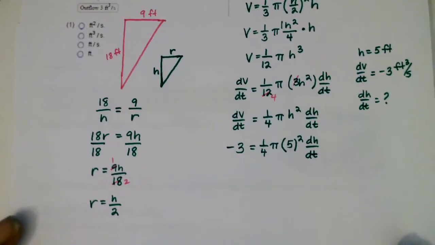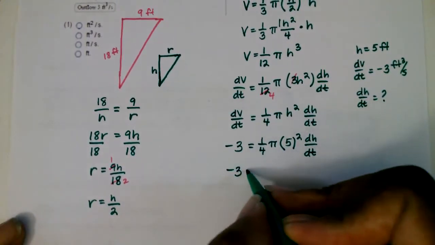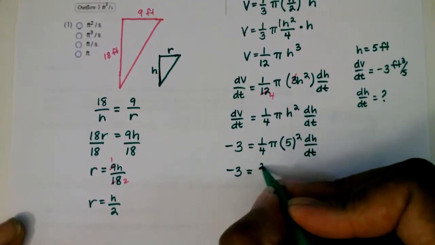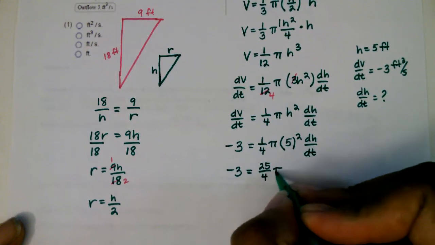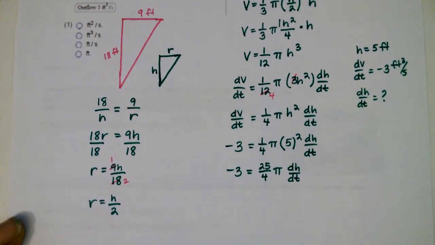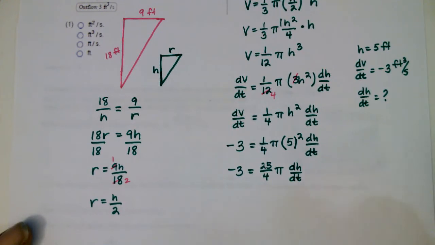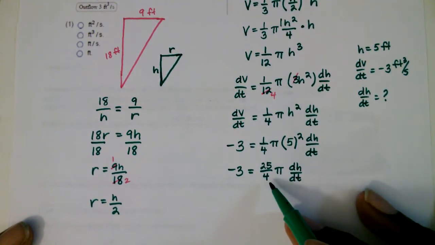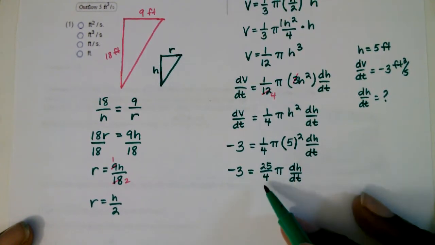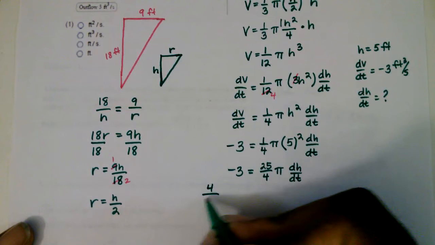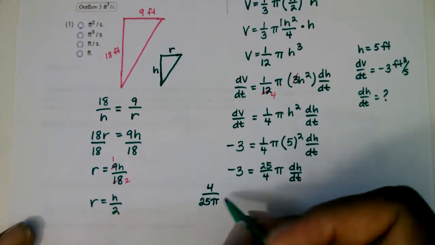Okay, so now let's simplify this a bit. Bring the -3 down. That's equal to 5 squared, which is 25, times 1/4, which is 25/4, times pi, times dh/dt. Now to solve for dh/dt, this is like 25 pi over 4. The reciprocal of 25 pi over 4 would be 4 over 25 pi. So I'm going to multiply both sides by 4 over 25 pi.